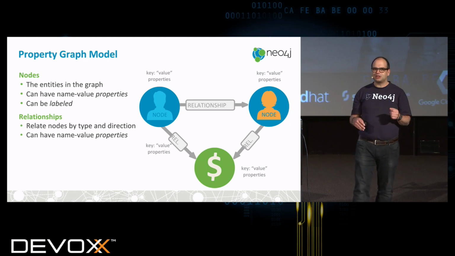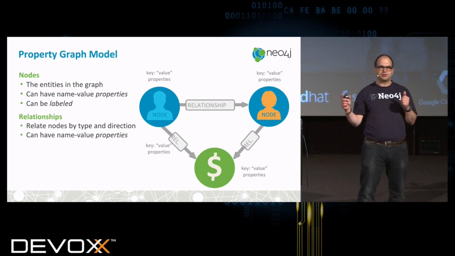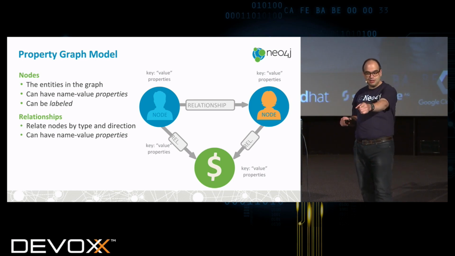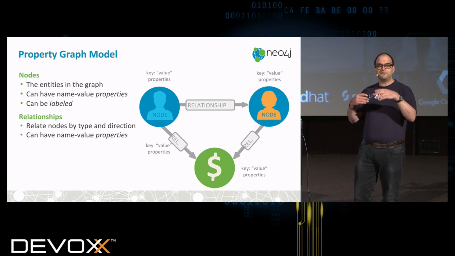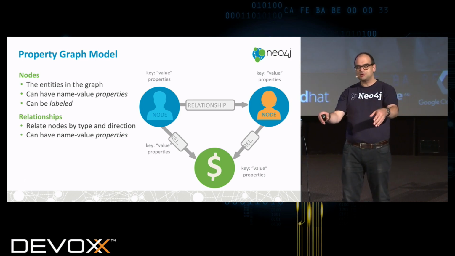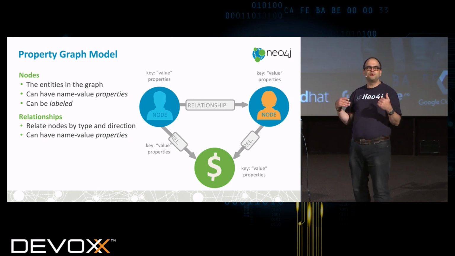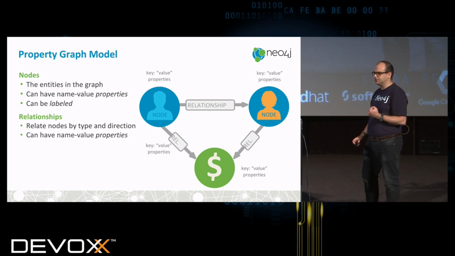Be careful, the direction does not imply the search direction. So it's the semantic direction of that relationship. So if I work for a company, I can traverse from myself to that company, but you can also, at the same speed, traverse from the company back to myself. So it's a pure semantic thing, the direction here.